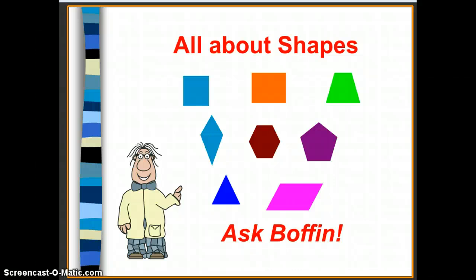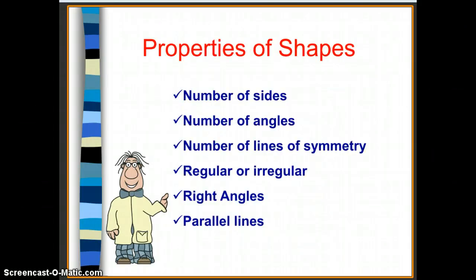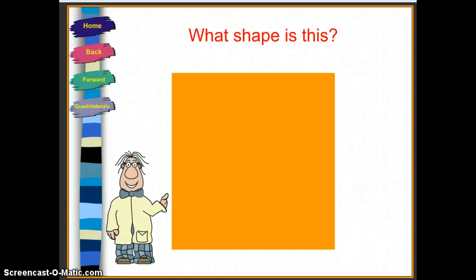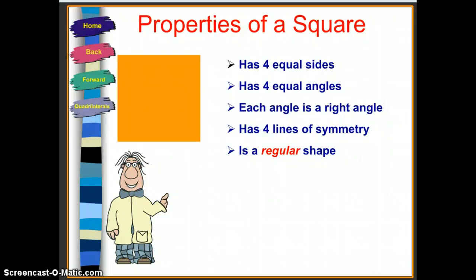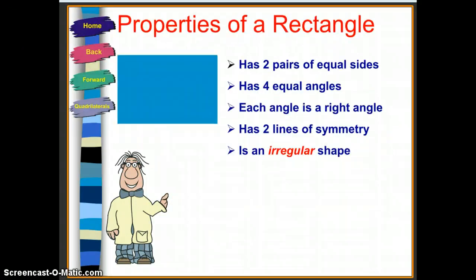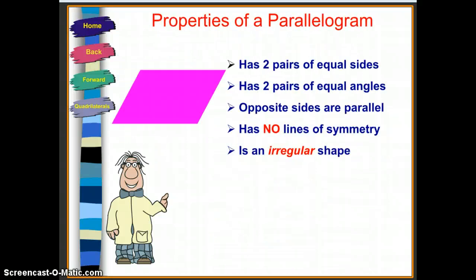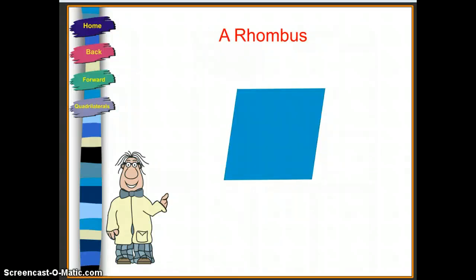So last week we went through all about shapes and we got as far as, we did the square, the rectangle, the parallelogram, and the rhombus is a special parallelogram. A rhombus has 4 sides, each side having the same length. This angle and this angle are going to be the same, and this angle and this angle are going to be the same.